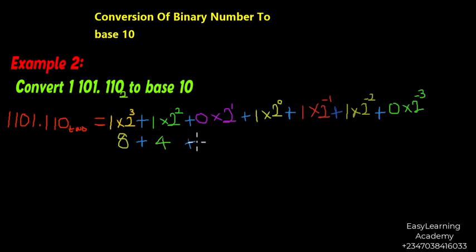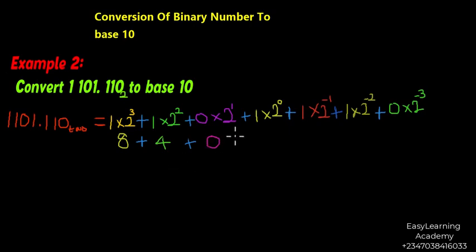Okay, now we will get to the next one, and that is 0 times 2 raised to power 1, and 2 raised to power 1 will give us what? 2, and 0 times 2 will give us what? 0, because any number multiplied by 0 will give you 0.